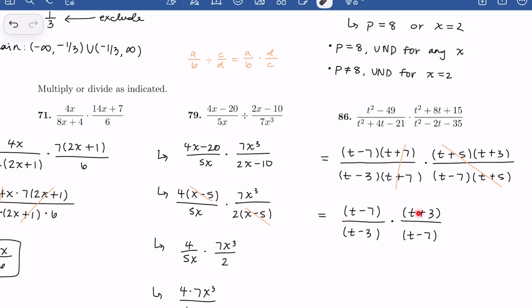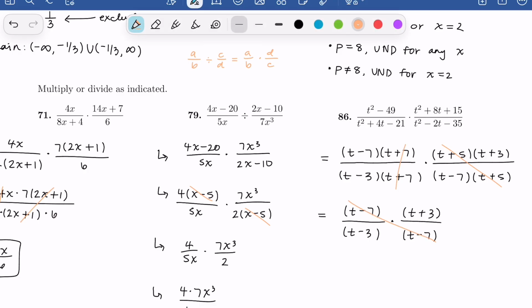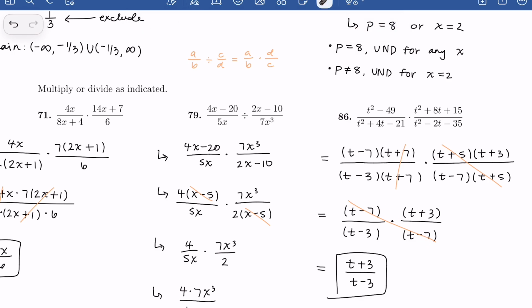Now, again, we're going to be multiplying straight across when we multiply these expressions. So we're going to end up with a t minus 7 in the numerator and in the denominator here. So we can go ahead and cancel this right away. Multiplying straight across now, we're going to end up with a t plus 3 over a t minus 3. This is because when we cancel these guys here, we're going to be left with a 1 here. We're going to end up with 1 times t plus 3, which gives us t plus 3, and then t minus 3 times 1, which gives us that t minus 3.